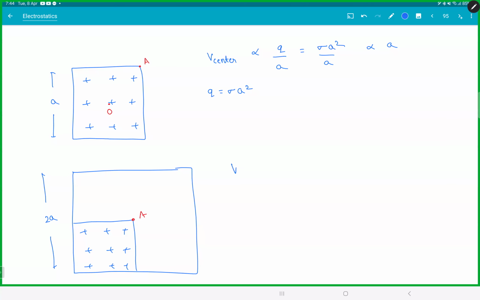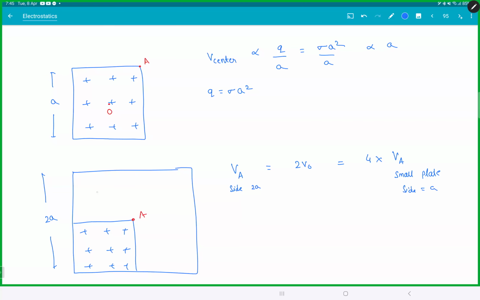Now, from this same logic, the potential at A due to the big plate, the side 2a plate, where this becomes the center, should be 4 times V naught. Sorry, 2 times V naught. Because V is proportional to a, right? If the side is double, the potential will double. But this plate is formed by 4 small square plates, isn't it? So this time it will be 4 times the potential at A due to the small plates of side a.